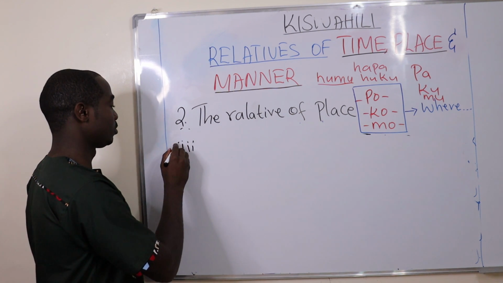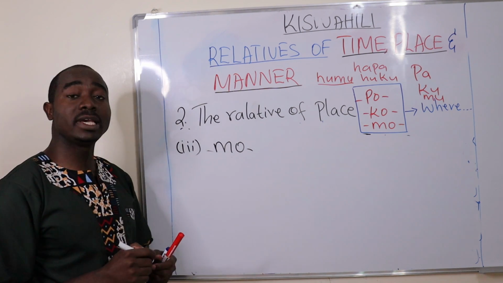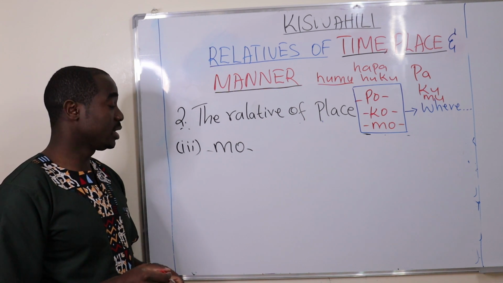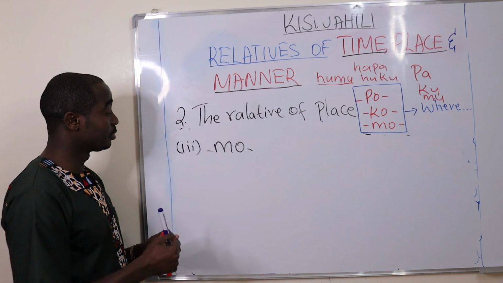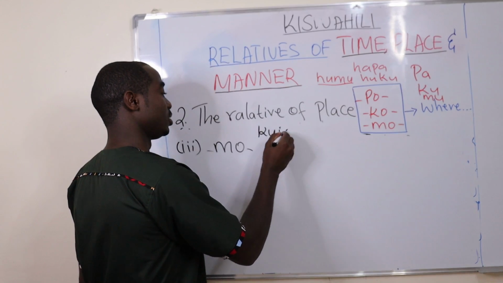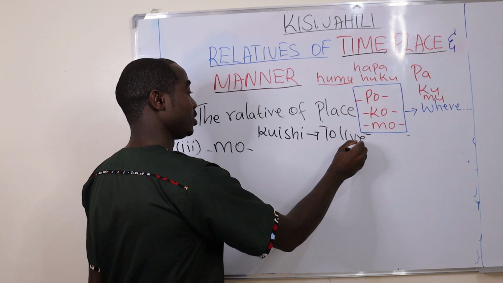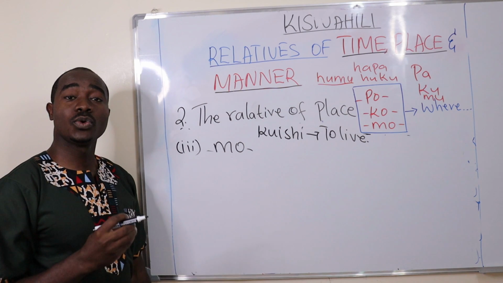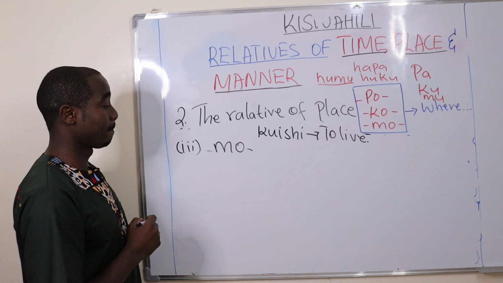Tatu. Yes, this is inside location. Inside location. I can have an example here. We use the verb kuishi. To live. Kuishi. Sawa. Kuishi. To live.